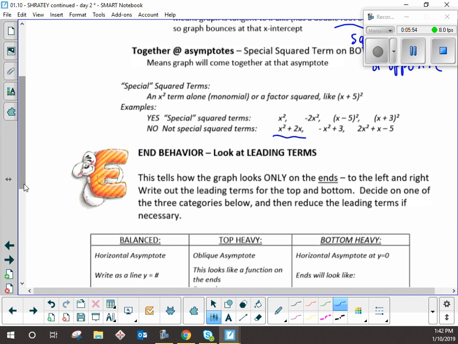The E is for end behavior. This is your horizontal asymptote. And on this one, you're looking at the original function, okay, not factored form. So look at the original function.